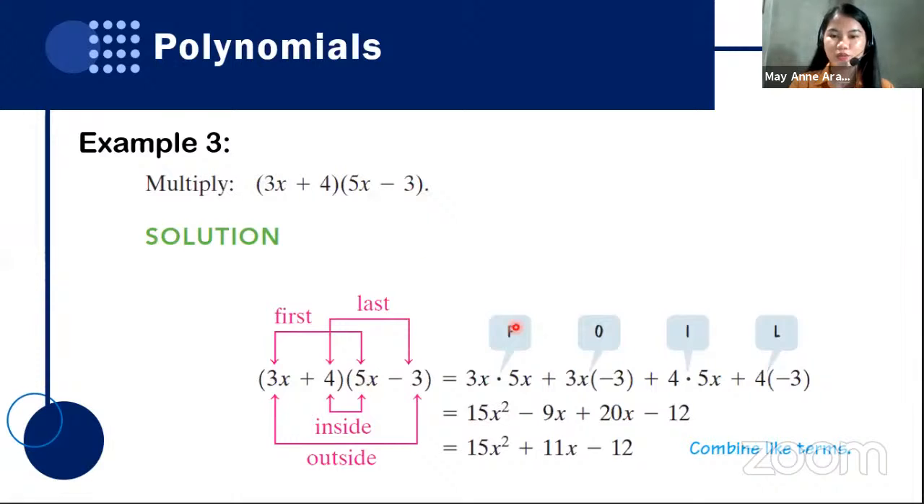And next, we have the outer terms. The outer terms here are 3x and negative 3. So just multiply. 3x times negative 3 is negative 9x. And 4 times 5x, that is 20x. And 4 times negative 3, negative 12. Then just combine like terms, 11x.